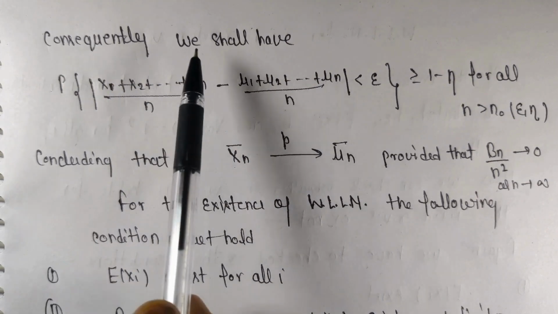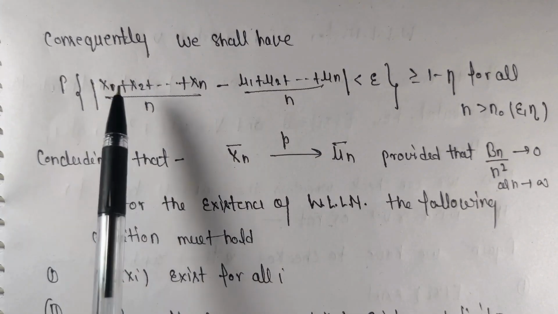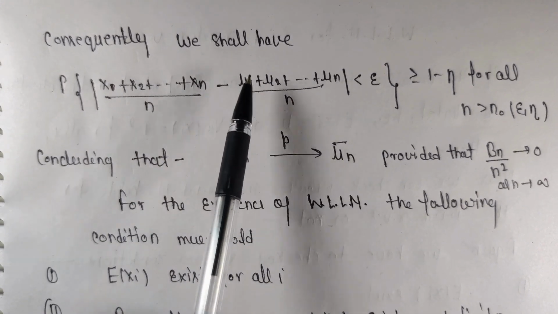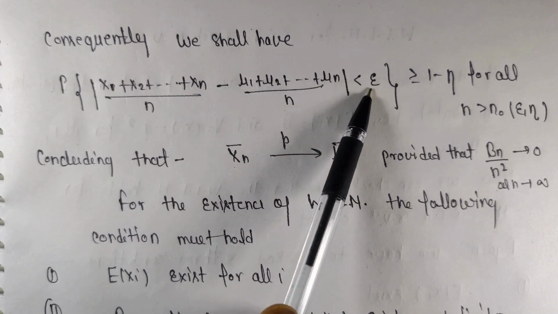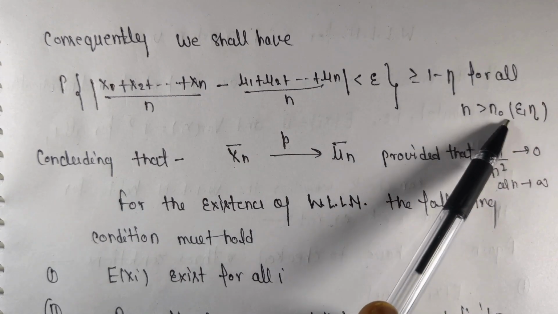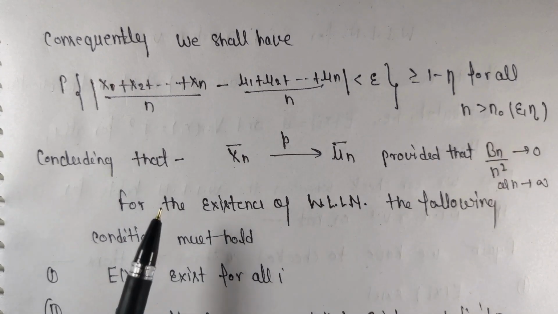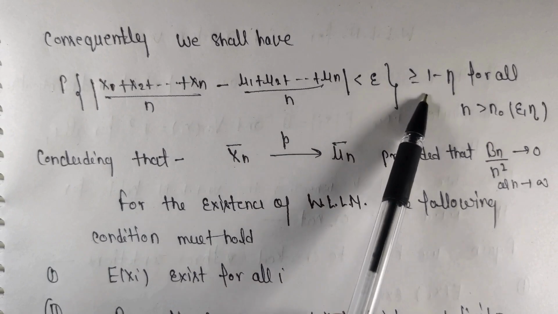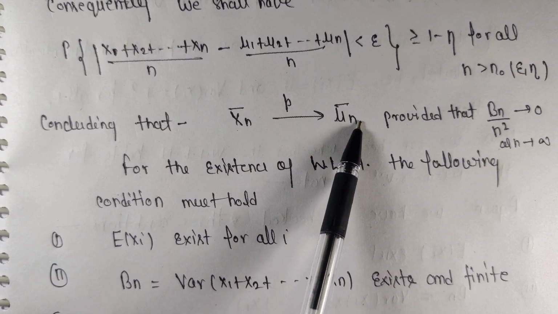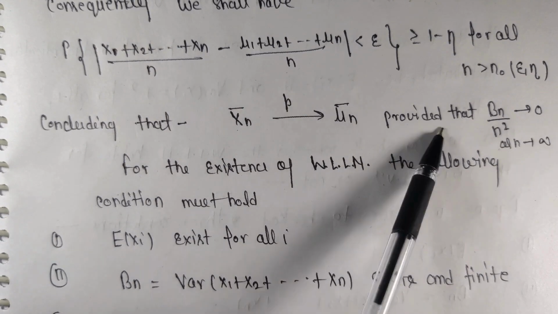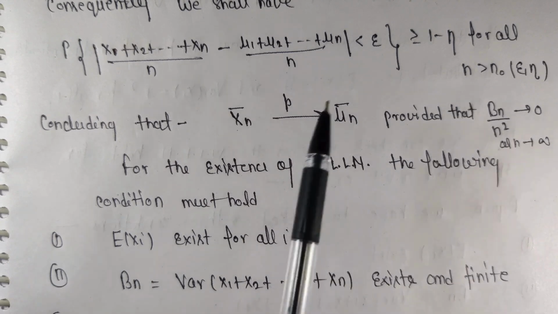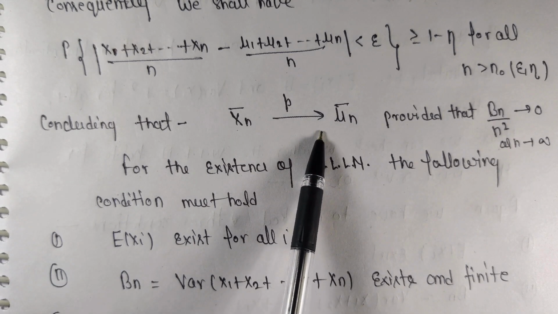So consequently we shall have the probability that the absolute difference between (x1 + x2 + ... + xn)/n and their respective mean (mu1 + mu2 + ... + mun)/n is less than epsilon is greater than or equal to 1 minus eta, for all n greater than n naught, where n naught depends on epsilon and eta. So on the basis of this result we can conclude that x n bar converges to mu n bar in probability, provided that bn upon n square tends to 0 as n tends to infinity, as per our statement of the weak law of large numbers.